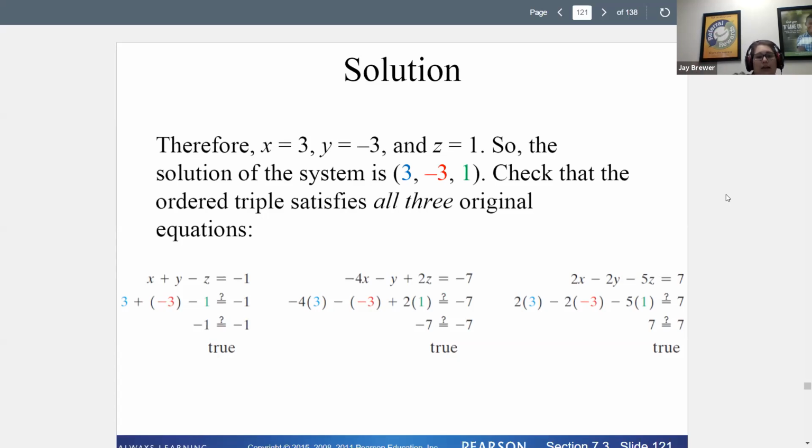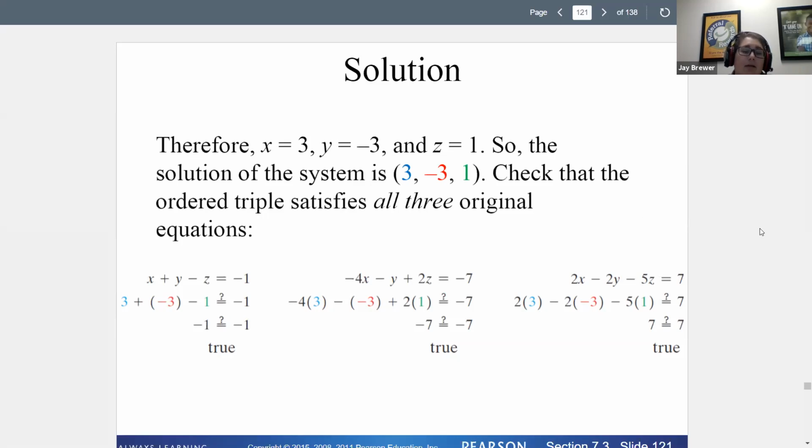You will not get anything but true answers if you did it correctly. It's not like you get 2 true and 1 false. They all have to be true, okay? So it's basically an internal check for you. You would 100% know if you got that problem exactly right if you do the check.